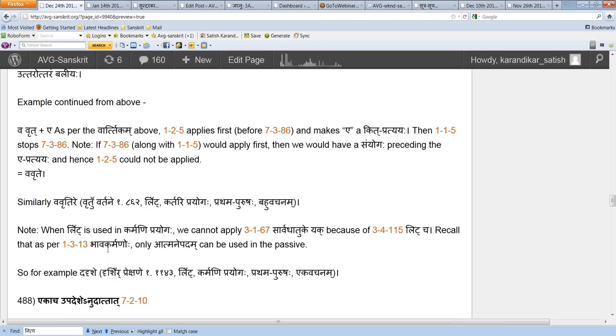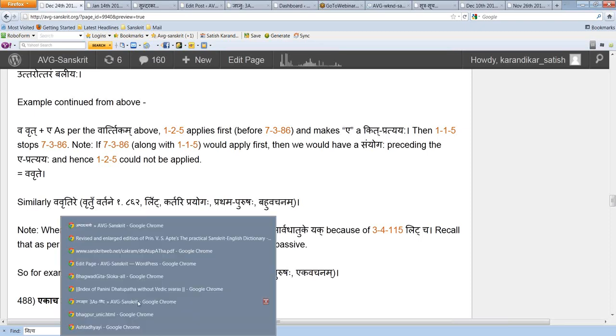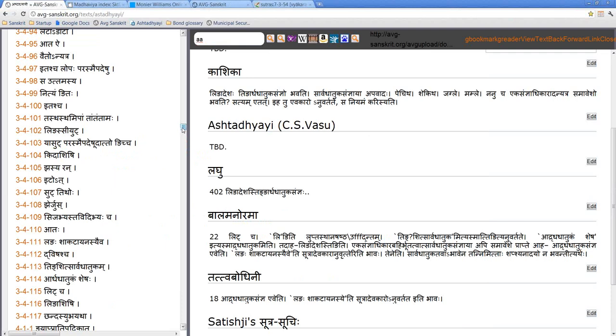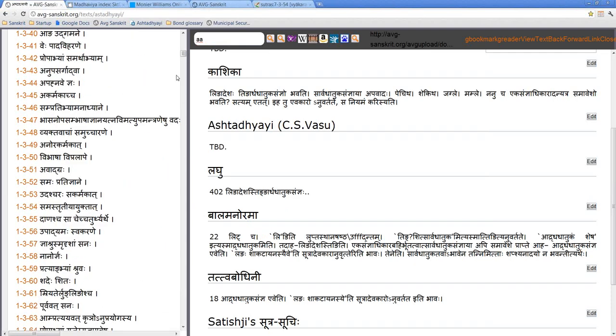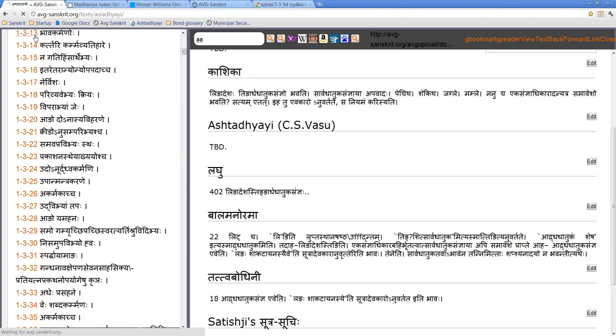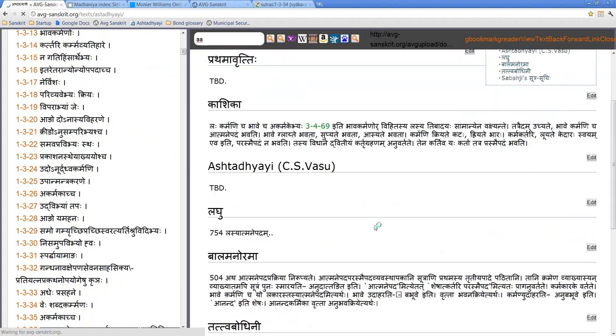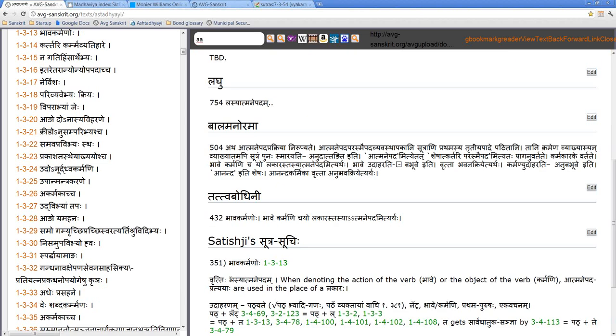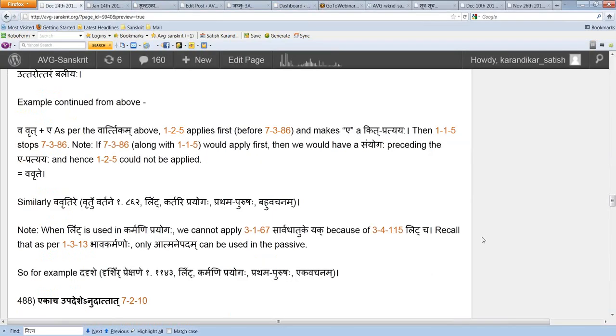1.3.13 bhavakarmanoh. In fact, let's look at our new Ashtadhyayi here. If you look at 1.3.13 bhavakarmanoh, it forces atmanepadam in all passive forms. It says lasya atmanepadam. So when denoting the action of the verb, bhava, what's called the impersonal passive, or when it has an object, in karmani, the passive form, atmanepadam only has to be used. That will still hold no matter what, whether we get yak or no yak. The bhavakarmanoh still holds, so we can only use atmanepadam.